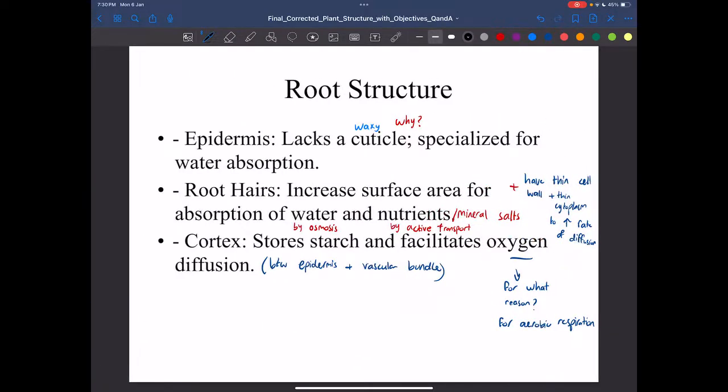Now let's move on to the root structure. If all of you are fine with the material we just explained. If you have any questions, let me know before we move on.